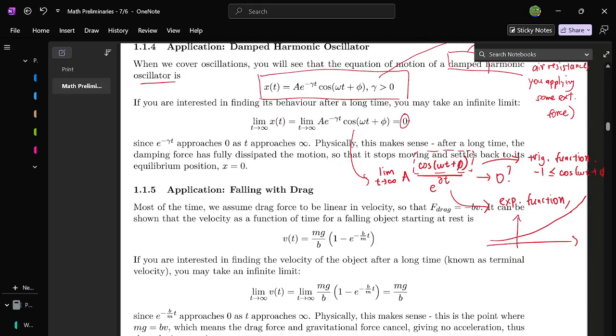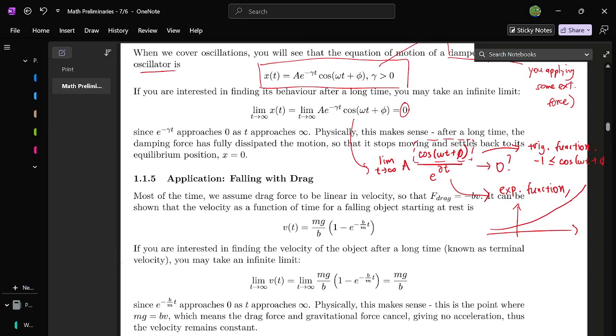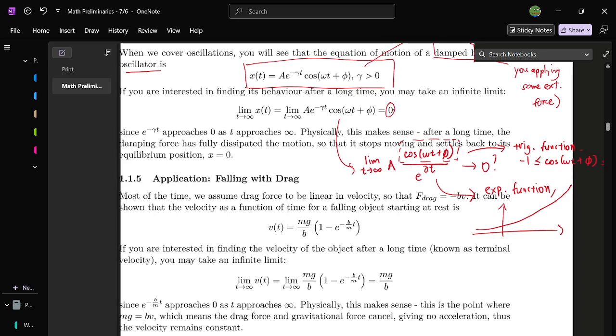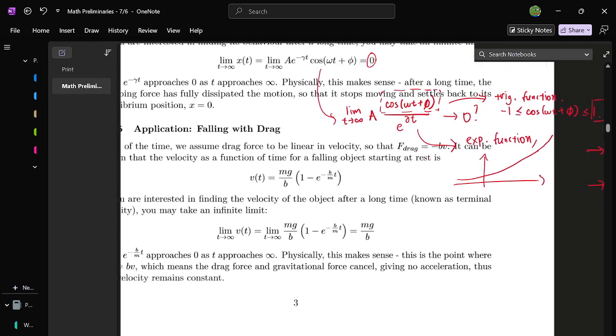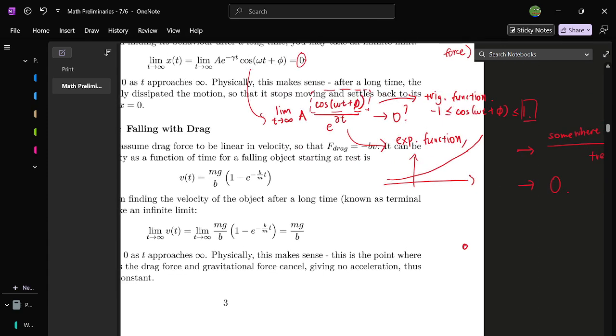Another application we have is falling with drag. What we are doing here is assuming that an object, let me draw an object, is falling, starting from rest.